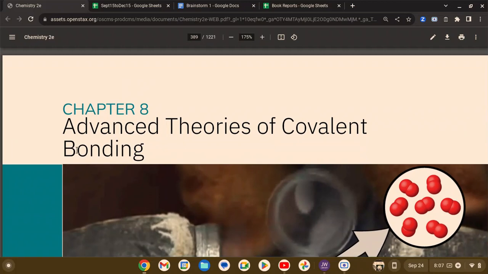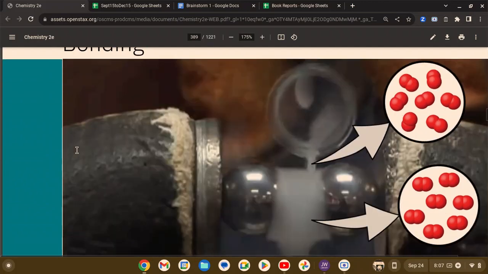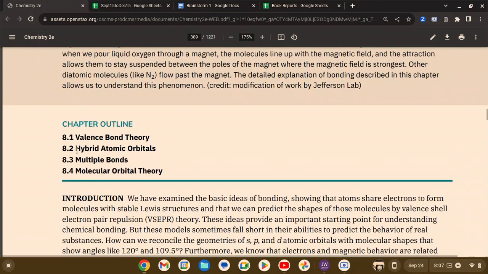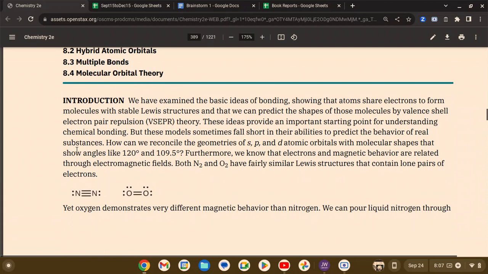All right. Chemistry, Chapter 8, Advanced Theories of Covalent Bonding. 1. Valence bond theory. 2. Hybrid atomic orbitals. 3. Multiple bonds. 4. Molecular orbital theory. Introduction. We have examined the basic ideas of bonding.